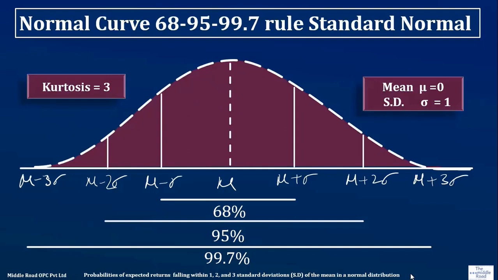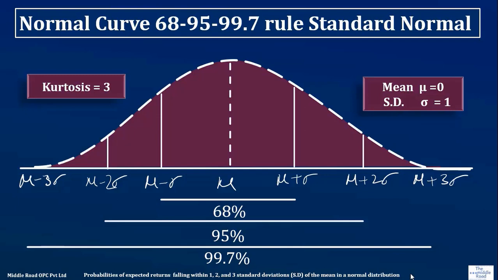Now we come to a special type of normal distribution, that is the standard normal. This is something which I took up in the CAPM series, the capital asset pricing model series. It's got a kurtosis of 3, which is known as heaviness of tails. We'll be talking about kurtosis later. It's got a mean of 0 and a standard deviation of 1. So we can take any distribution and convert it into a standard normal. It need not be a normal distribution.